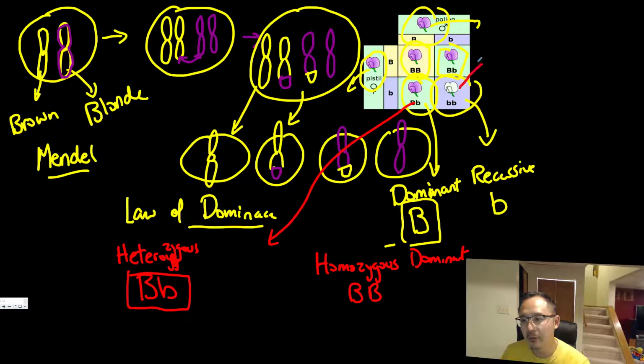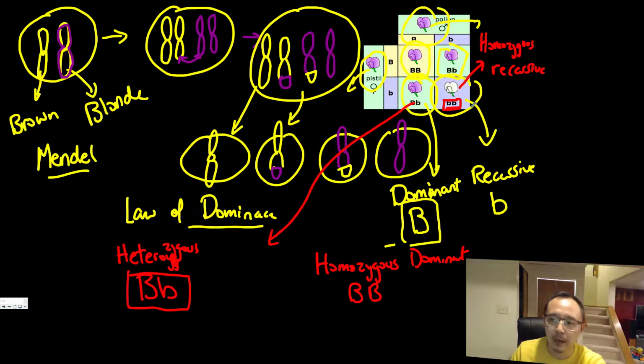However, for the recessive one, when you have two lowercase b's, this is what they call homozygous recessive. Same thing, homozygous means you have two of the same letter. This is where you have two lowercase letters, and this is the only way that the recessive trait can be shown, if you have both recessive genes. So these are some of the key vocabulary words that you need to know from Mendelian genetics.